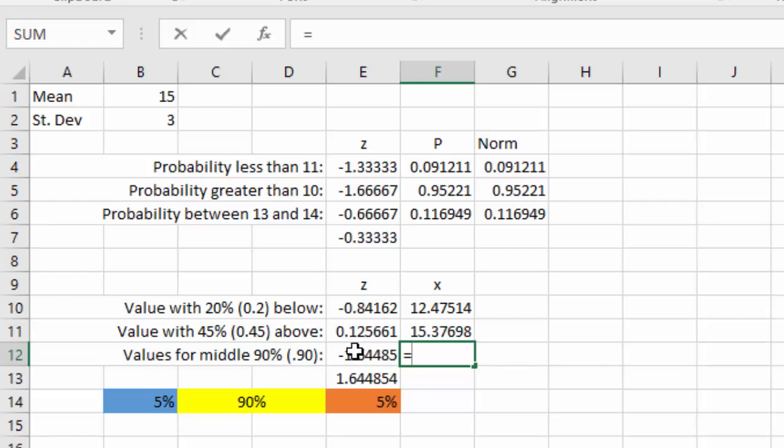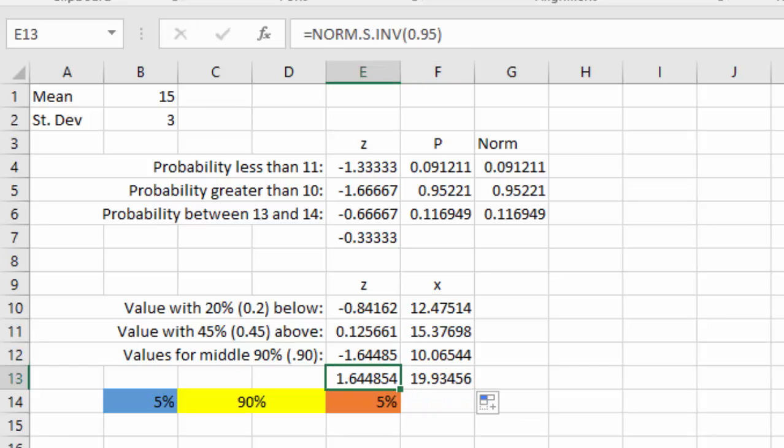We can change these to x values really quick by hitting equals the z-value times the standard deviation plus the mean. In fact, for all of these, we could have probably just taken that corner and dragged it down because we selected the z-value cell. So we see 90% of the data is going to be between about 10 and 20. Again, we could have done this with just the normal inverse function and gotten to the answer with one calculation, but we have to type in more.